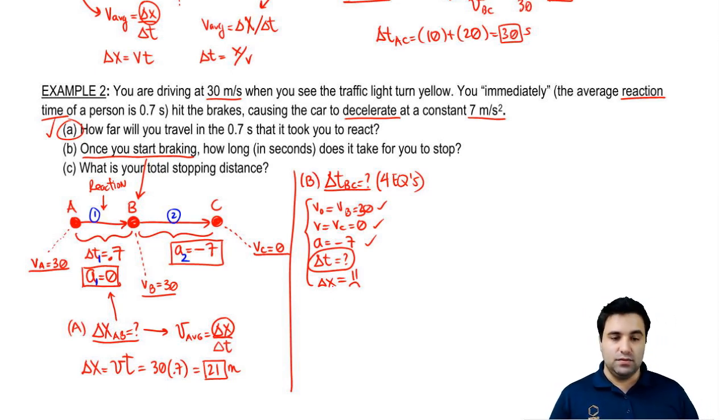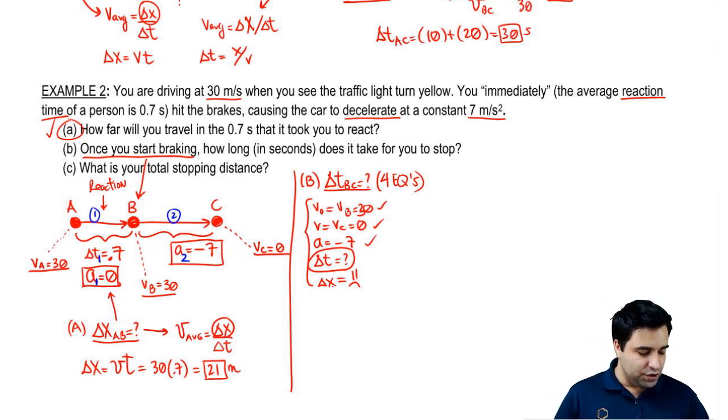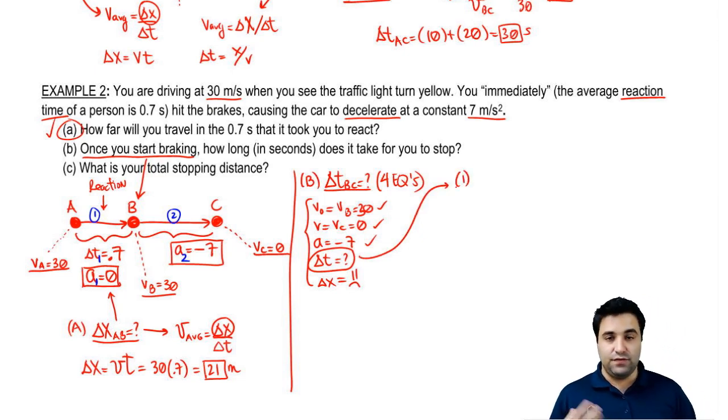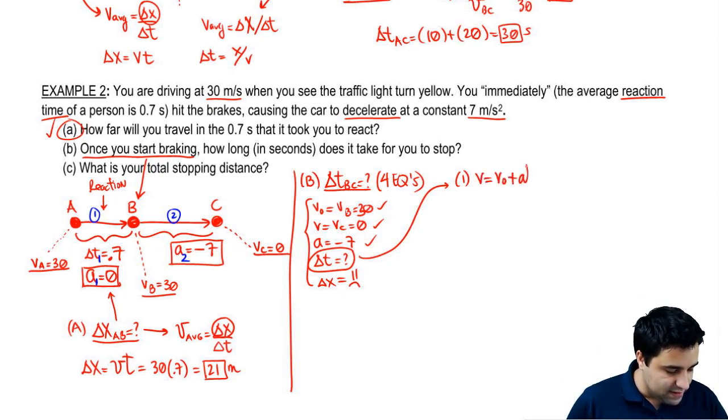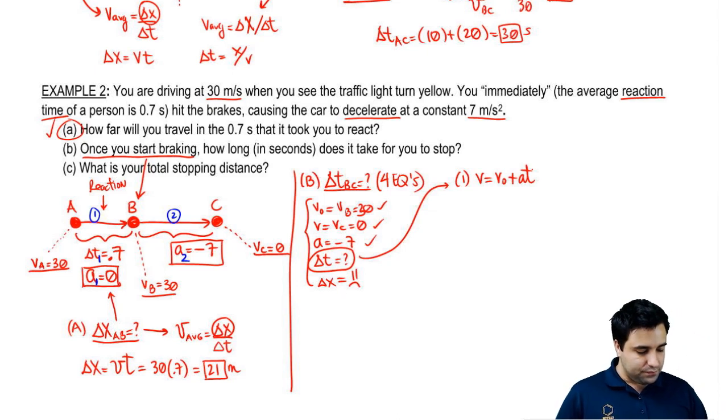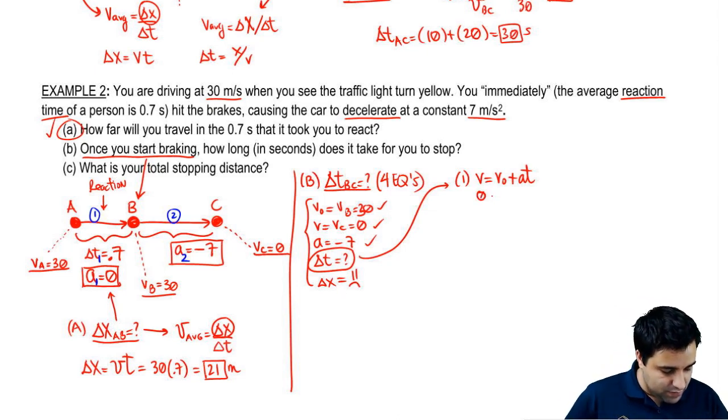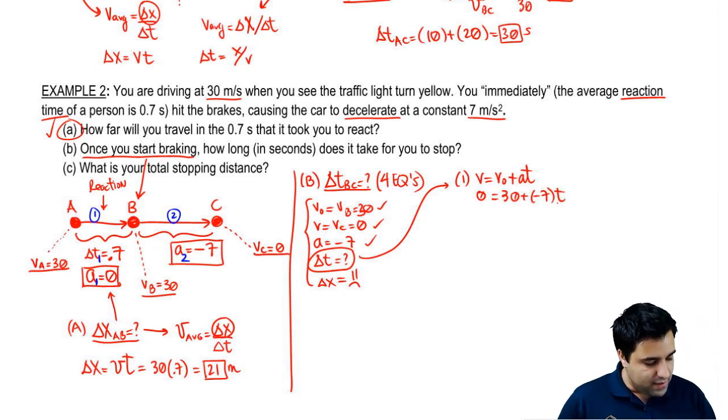The delta x variable, being the ignored one, tells us that I should use the first equation to solve this, because the first equation doesn't have delta x. Remember that, right? So v equals v initial plus at, and the final velocity is 0, the initial velocity is 30, the acceleration is -7 times time, so I can solve this by leaving time alone.